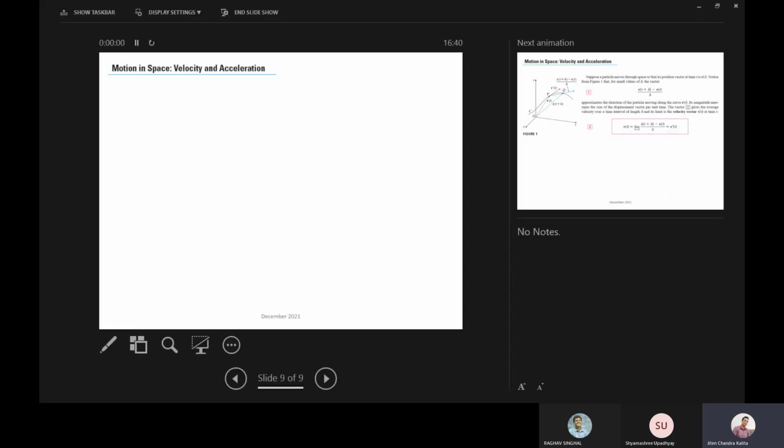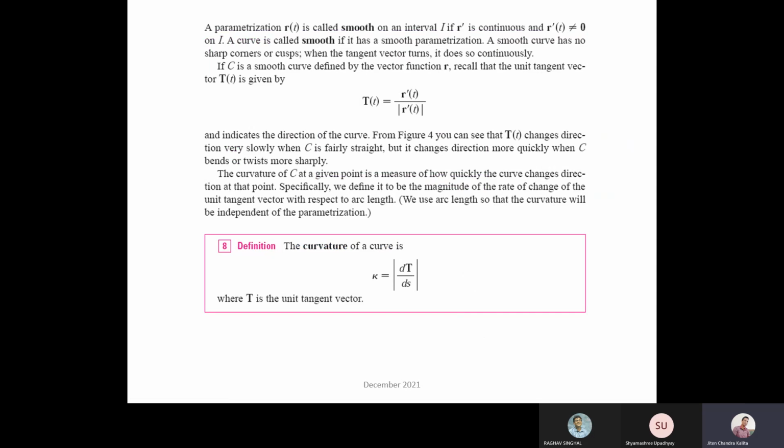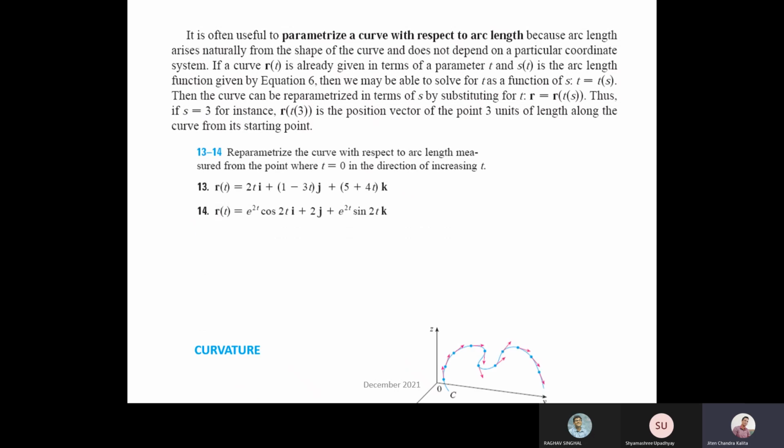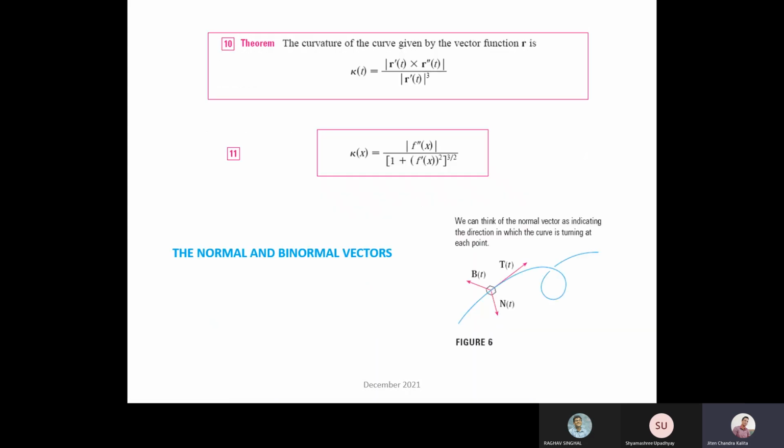So let us start with this, which is about curvature. Again, we have to remember that the curvature of C at a given point is a measure of how quickly the curve changes direction at that point. So this is what we found out. These are the two formulas that we were trying to figure out. And this formula 11, you please work out at home.